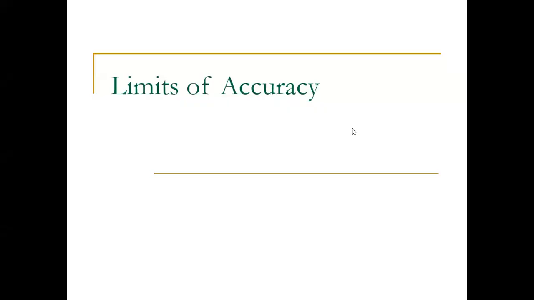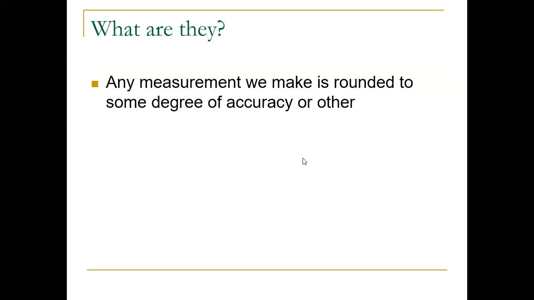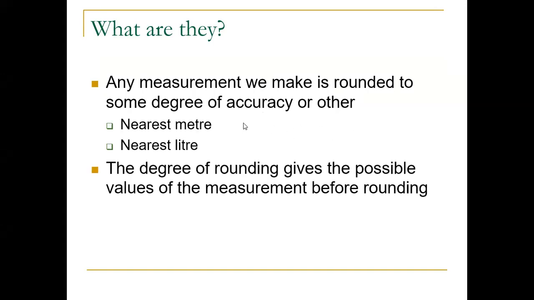So when we learn about the limits of accuracy, we learn about the precision of the calculation or the measurement. Measurement is rounded to some degree of accuracy. For example, if you measure the length of your book with a ruler, it has to be rounded to the nearest meter, liter, cm, and so on. The degree of rounding gives the possible values of the measurement before rounding.